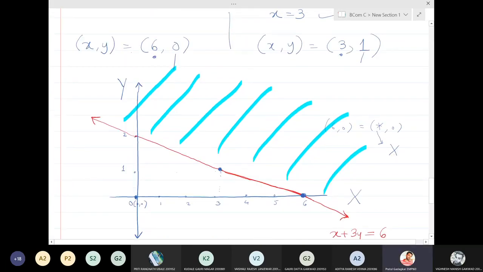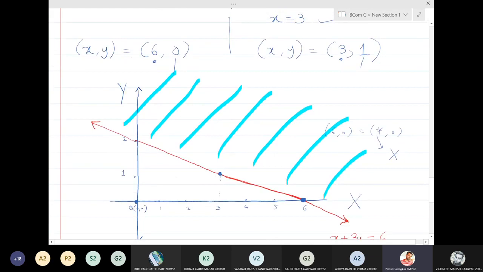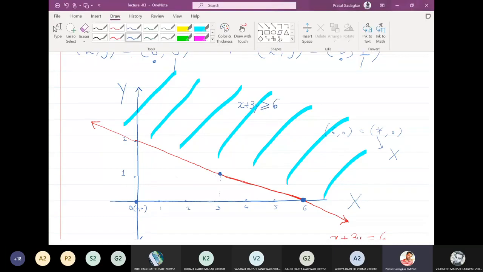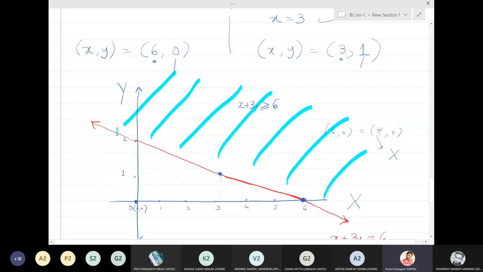And who is this blue colored region? The blue colored region is x plus 3y greater than or equal to 6. Now, when I'm writing greater than or equal to 6, it means that this shading must touch the line.